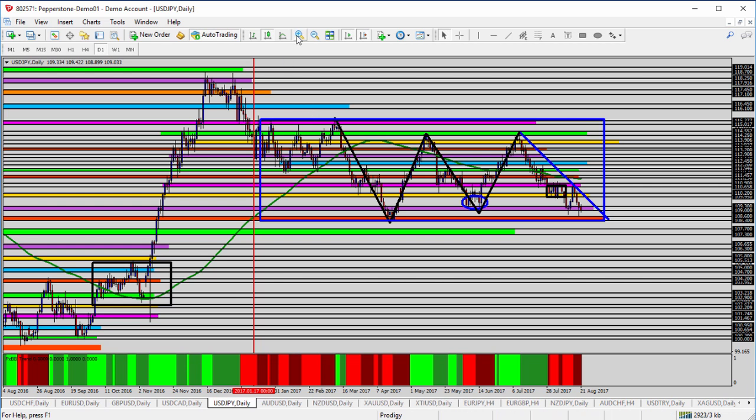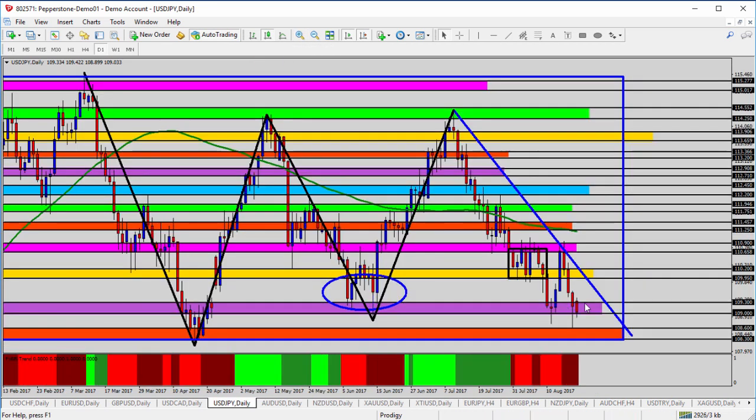Most important about that, if we begin to zoom it in, is that we're at the very bottom of that range or the pattern that this currency pair has been in, the purple and the orange shaded area.